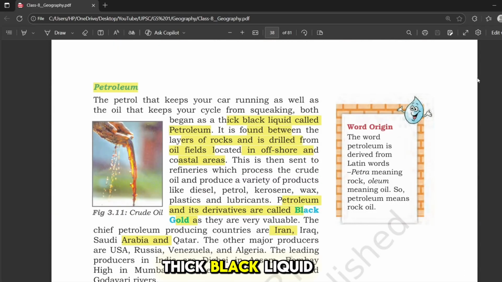Petroleum is that thick, black liquid found between layers of rock. It's drilled from both offshore and onshore areas. It's called black gold because it's so valuable, like gold. Countries like Iran, Iraq, Saudi Arabia, and Qatar are leading producers.